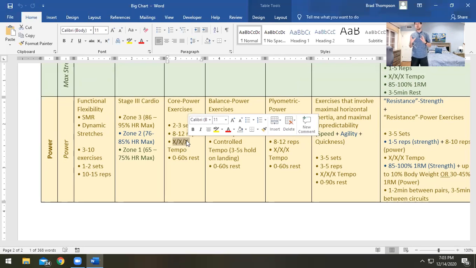And a lot of times you'll see people do this. They'll get the ball, and then they'll go wham. They'll work really hard on the explosive part where they are throwing it. And then they'll catch it, wham. And they go slow all the way through here. And that's not what this tempo indicates.